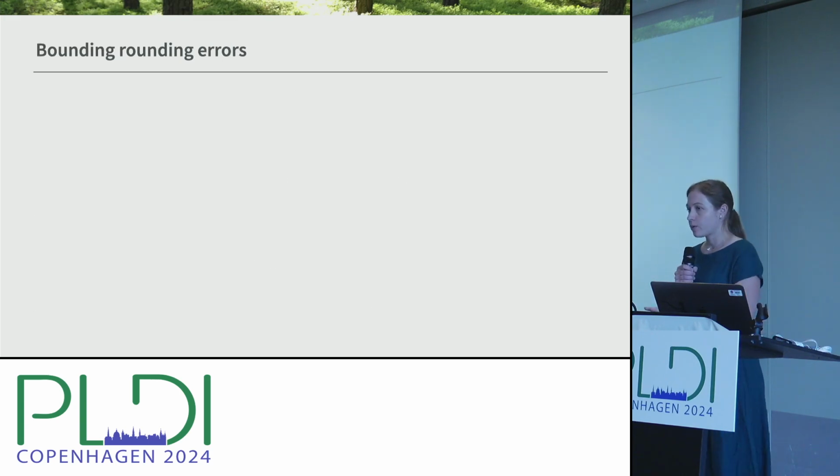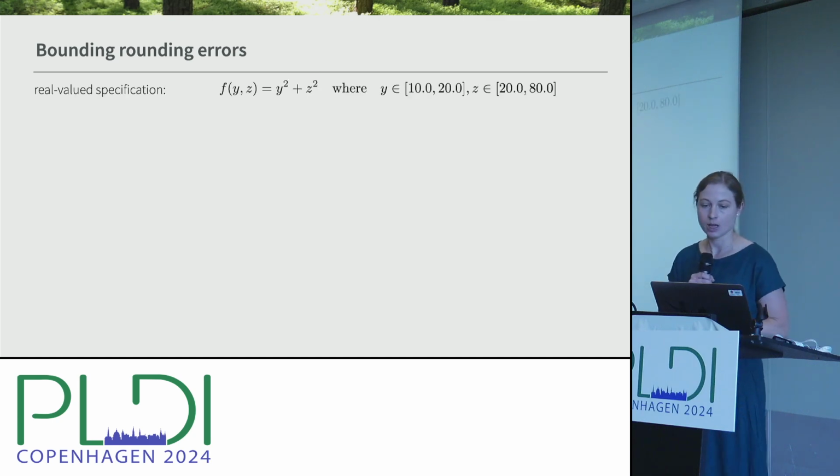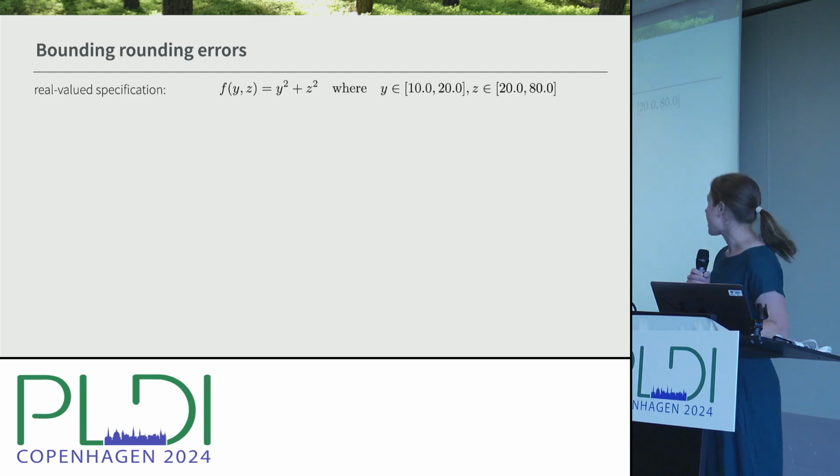All right, so now we know a little bit about floating points. How can we bound rounding errors? So how can we compute automatically a guaranteed upper bound on these errors? And I'll be using this very simple expression through most or half of the talk. So we have a function with two inputs, and we just square them and add them. And importantly, we have bounds on both y and z.